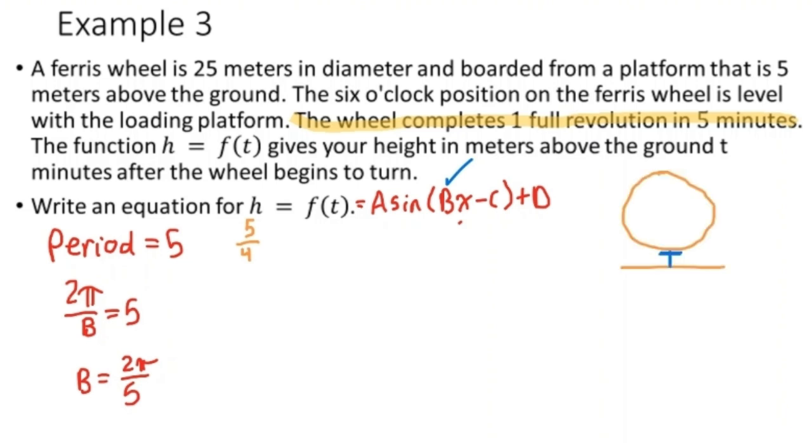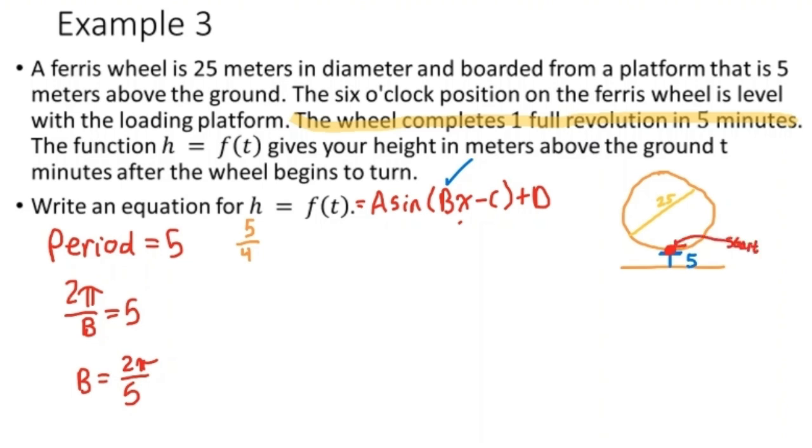The orange line at the bottom is the ground, the blue will be the platform, and we know from the problem, the platform is 5 meters above the ground. We also know that the diameter is 25 meters. Now, what exactly do they mean at the 6 o'clock position? Oftentimes, when people are describing positions of round objects or something in a circle, we can think of the faces of a clock. 6 o'clock would be at the bottom here. So at this red point, that's where we start.